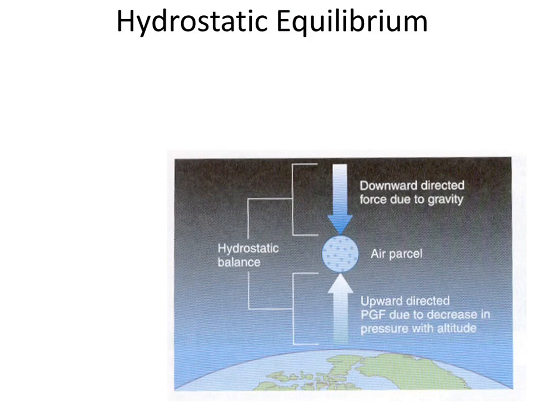Just very similar. So that upward tendency would be because we have a high pressure here and a low pressure here, and this downward tendency is just because of gravity. That chunk of air is in between. Hydrostatic equilibrium. Sounds like a great vocabulary question, doesn't it? I think so. Hydrostatic balance is going to be a vocabulary word.